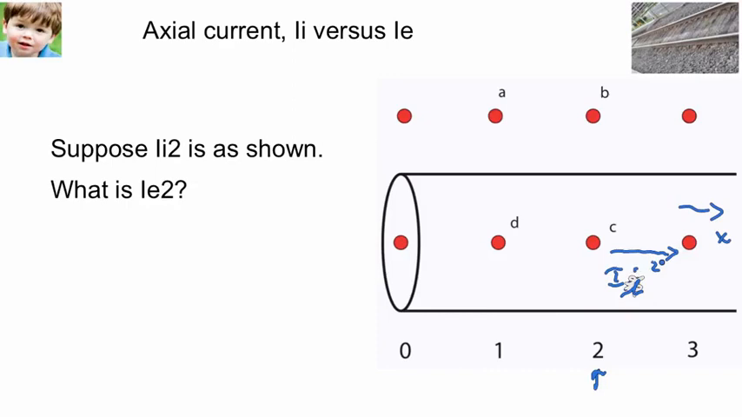Suppose now I also draw the extracellular current for segment 2. That will be up here, so I'll draw IE number 2. What is the relationship between these currents? And the answer to that is that under all circumstances, IE2 is equal to the negative of II2. It is not a conclusion from the data, it's a requirement of the model.